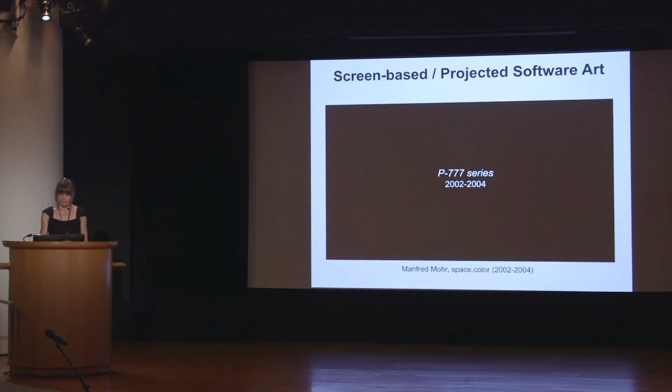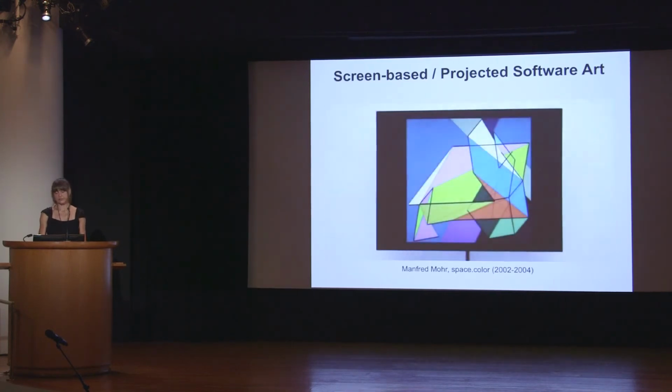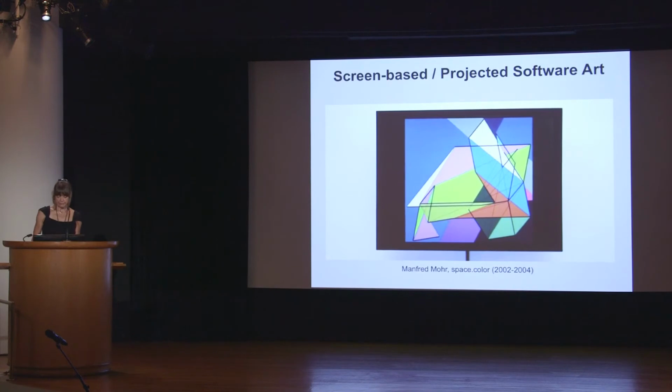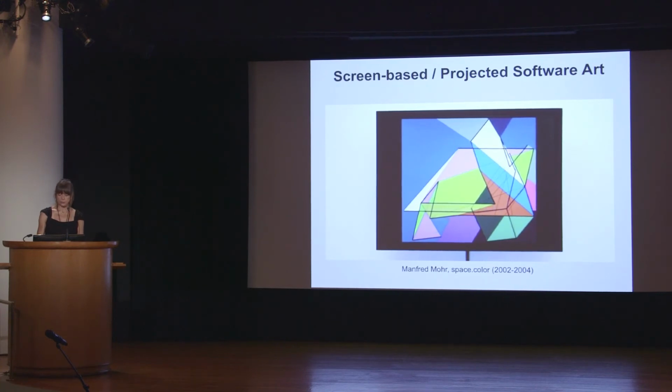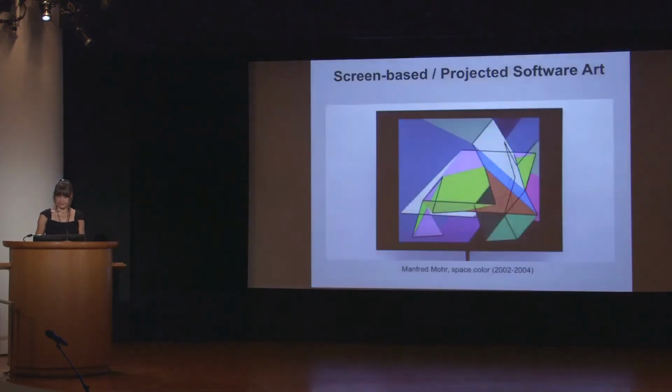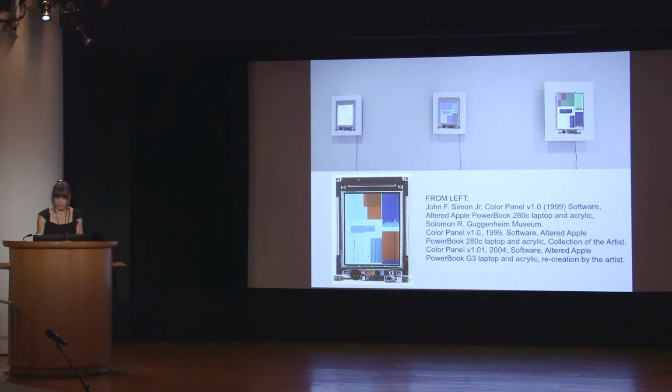Then you have screen-based or projected software art. This is a newer manifestation of Manfred Mohr's work, Space Color. So here you have some of the similar ideas he explored early on in the 60s and 70s in a screen-based space. And also John F. Simon Jr.'s Color Panel v1.0, a very famous example, and this was part of the Seeing Double exhibition here at the Guggenheim, organized by Jon Ippolito, Carol Stringari, and Caitlin Jones at the time. The reason I bring this up is because it posed some very interesting, to me, material challenges.